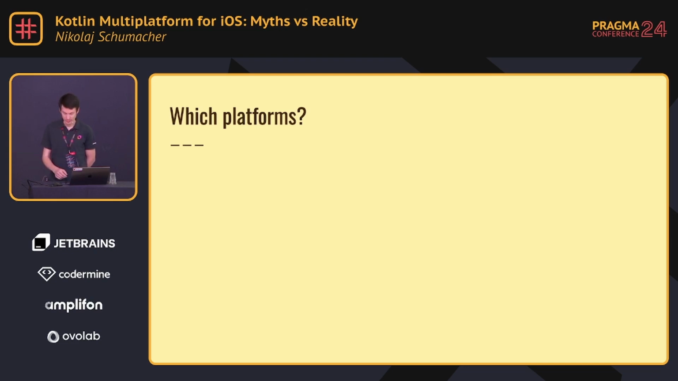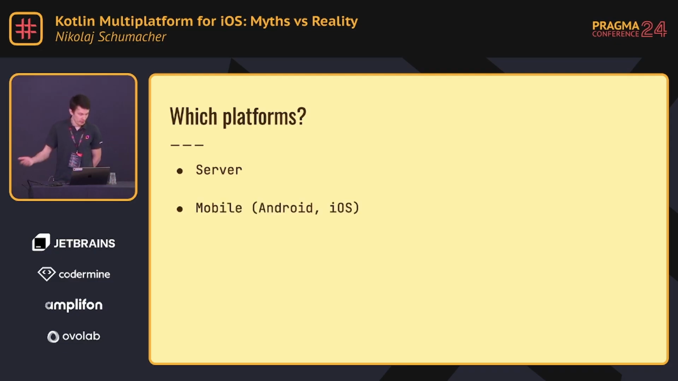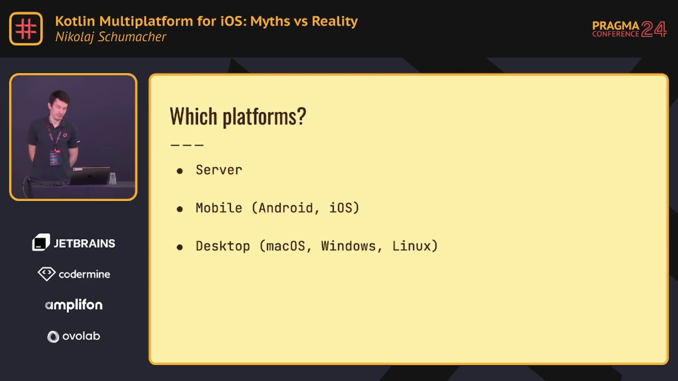So which platforms are we talking about? Of course, Kotlin started out as a replacement for Java, so it has a big ecosystem on the server that it can access. Of course, it's on mobile. It's a primary choice today for Android developers, and it's available on iOS. And at JetBrains, we've been writing desktop applications for almost a decade now. And finally, it's available on the web as well. So we have had a JavaScript backend for a while, and we support WebAssembly now.